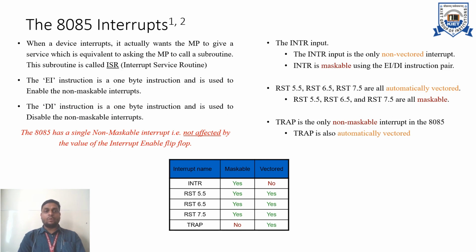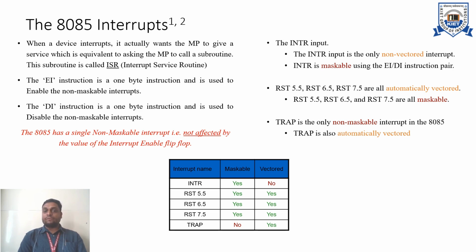Now we are going to discuss 8085 interrupts. We have already discussed interrupts. The 8085 has a few types of interrupts called trap, RST 5.5, 6.5, 7.5 and INTR. All these interrupts are priority based, in which trap has the highest priority and it is a non-maskable interrupt. Then RST 7.5, 6.5 and 5.5 are there. The lowest priority interrupt is INTR.